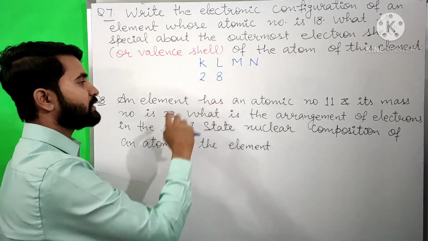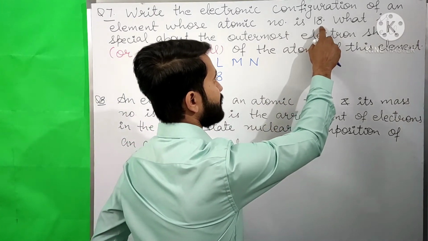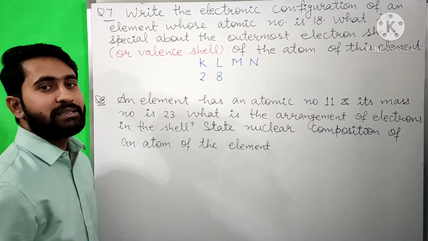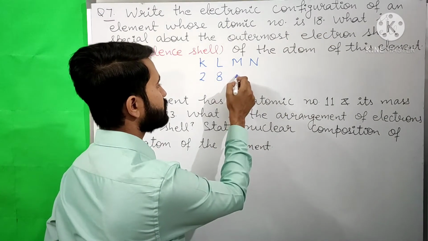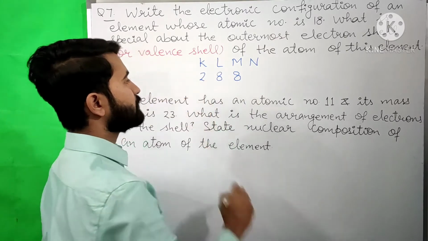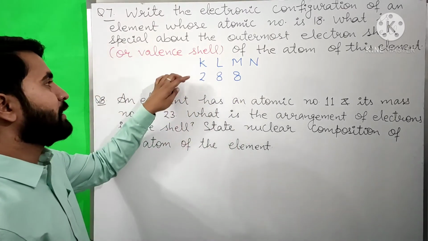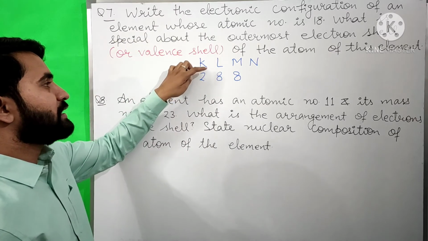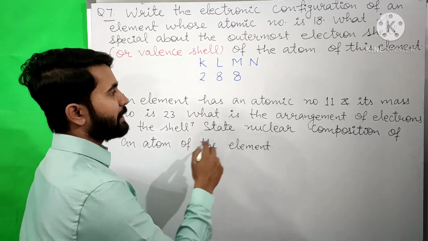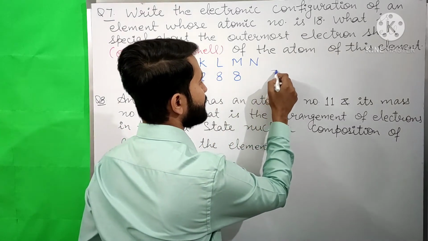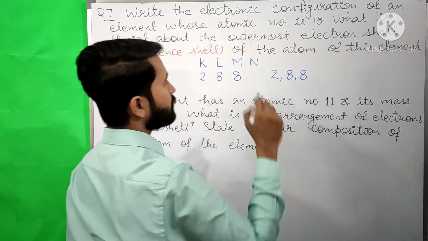Now 2 plus 8 is equal to 10. So 10 subtracted from 18 is equal to 8 electrons. So those 8 electrons will come in M shell. Now this is the electronic configuration of this element, that is 2 electrons in K shell, 8 electrons in L shell and 8 electrons in M shell. We can also write it as 2, 8, 8.